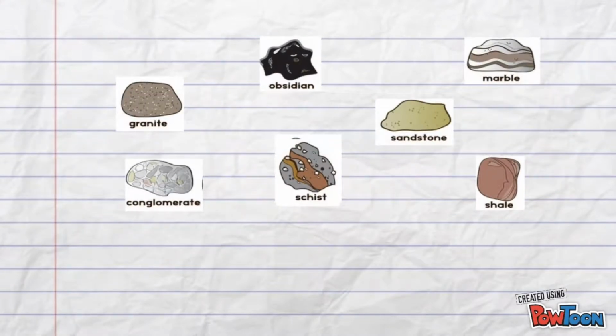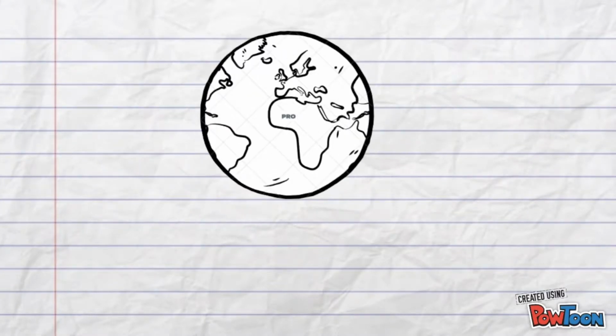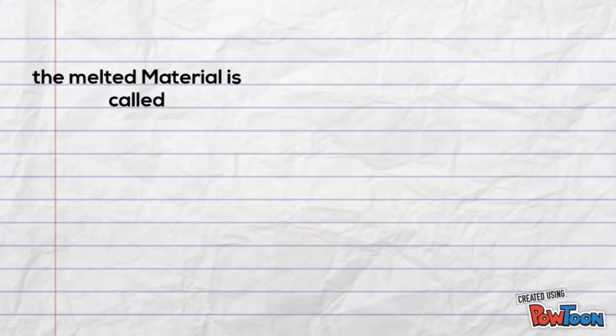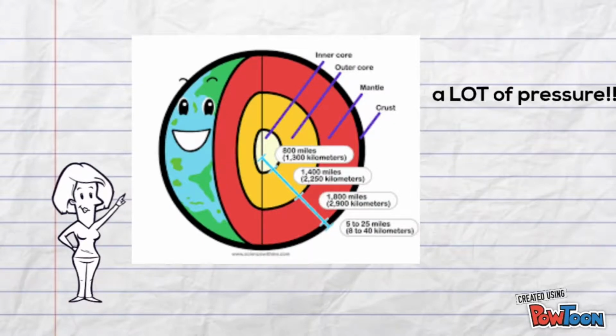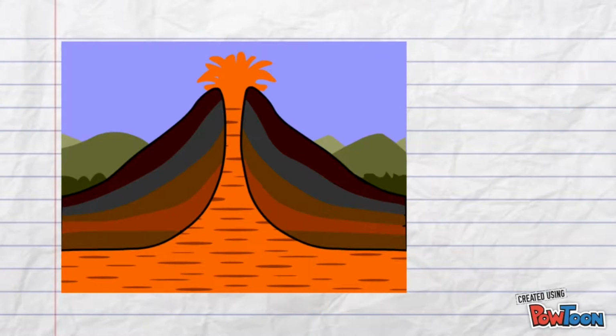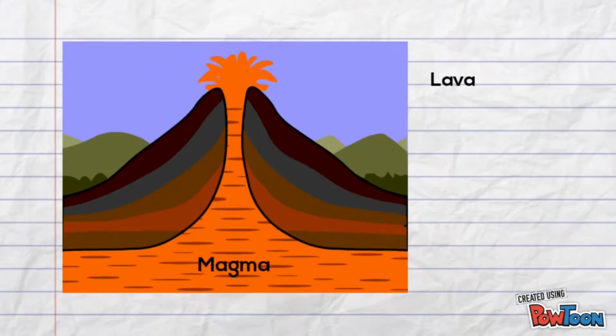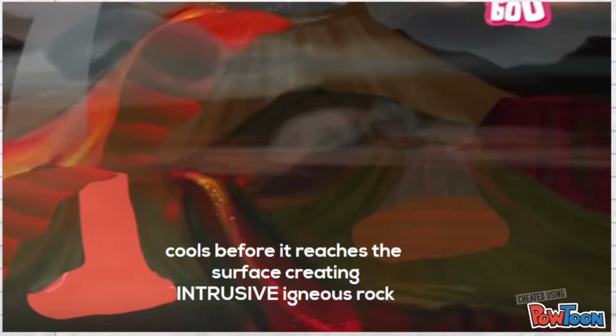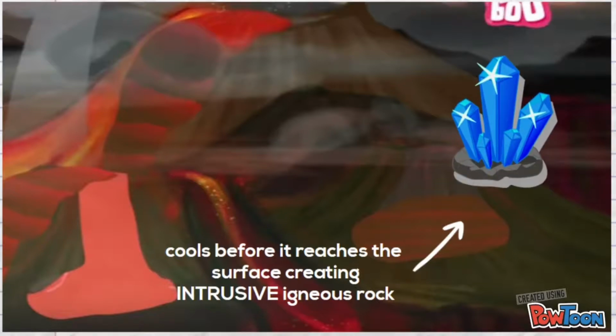All rocks were once melted because of the Earth's hot temperature. The melted material is called magma. Inside the Earth's core, there is a lot of pressure. If the surface can't handle the pressure, it breaks and magma comes out. Then, when a volcano erupts, magma becomes lava if it reaches the Earth's surface. Some magma cools before it can reach the surface, which creates intrusive igneous rock, which has a lot of crystals.